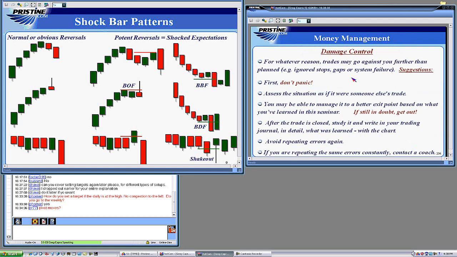Damage control. You're human. You might ignore a stop. It is possible. Overnight position gaps against you. That might happen. Your system goes down. Well, don't panic. Secondly, you should have a plan for these types of things.